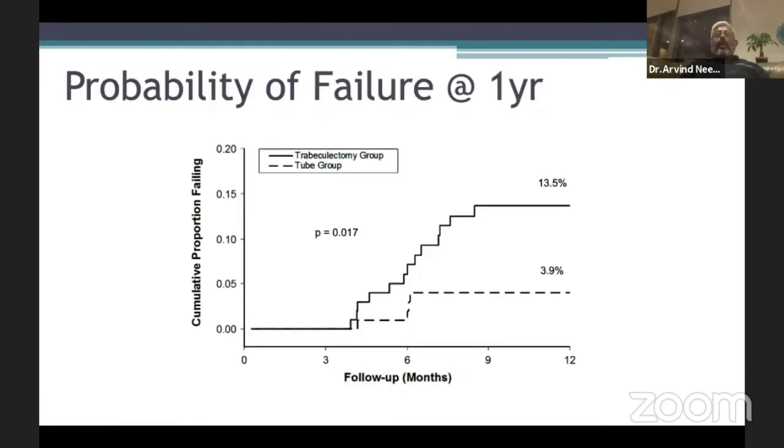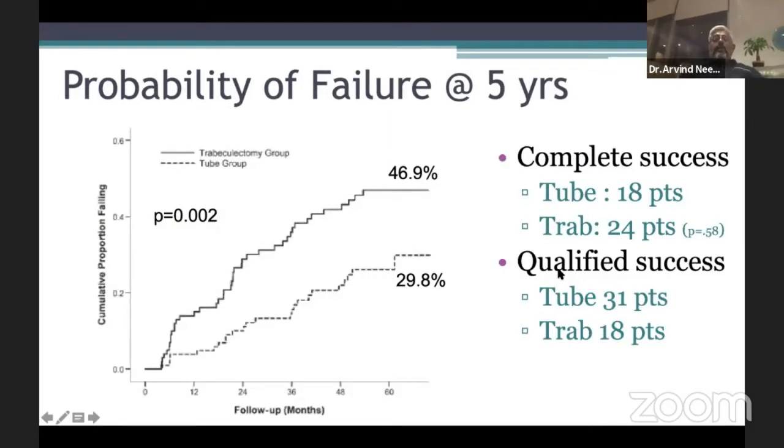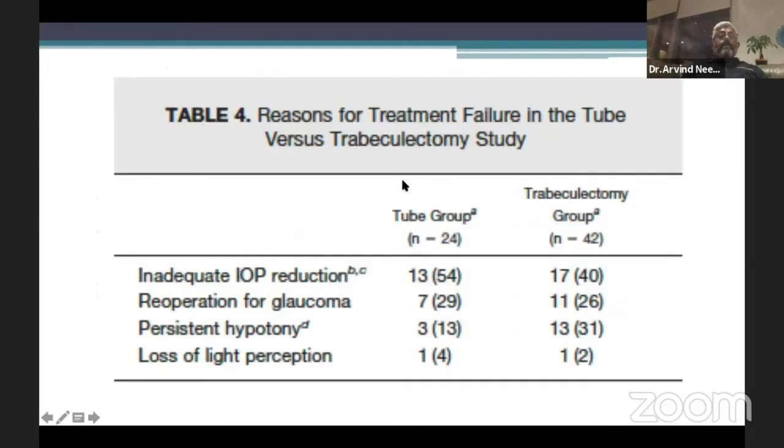but in terms of clinical significance, there was no clinical significance between the two groups. The probability of failure at 1 year was 13.5% in the trabeculectomy group and only 3.9% in the tube group. But if you extend that to 5 years, in the tube group, the failure rate is about 30%, whereas in the trabeculectomy group, the failure rate rises to about 50%. The number of complete successes is pretty similar in the tube and trabeculectomy groups, whereas qualified success is a little bit higher in the tube group. There's no statistically significant difference between the failure rates in the tube as well as the trabeculectomy group.